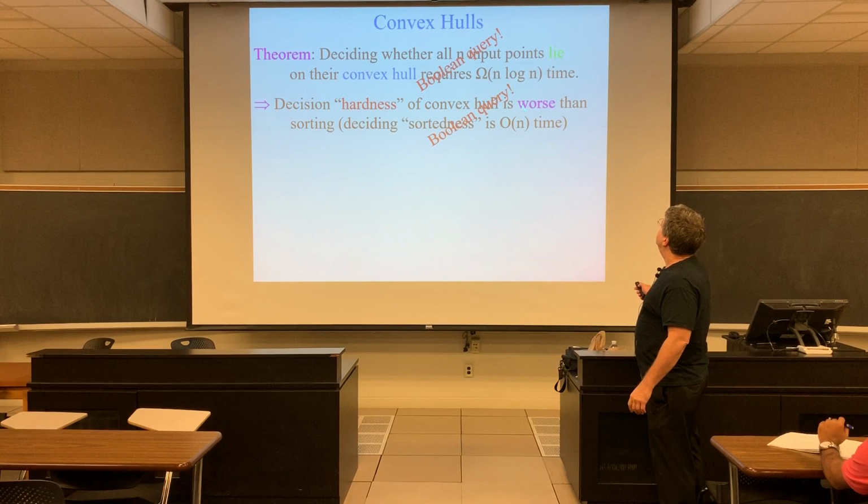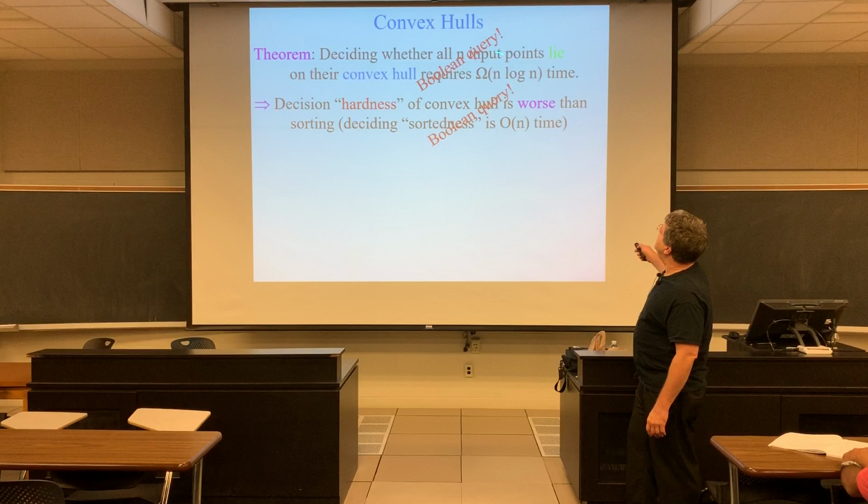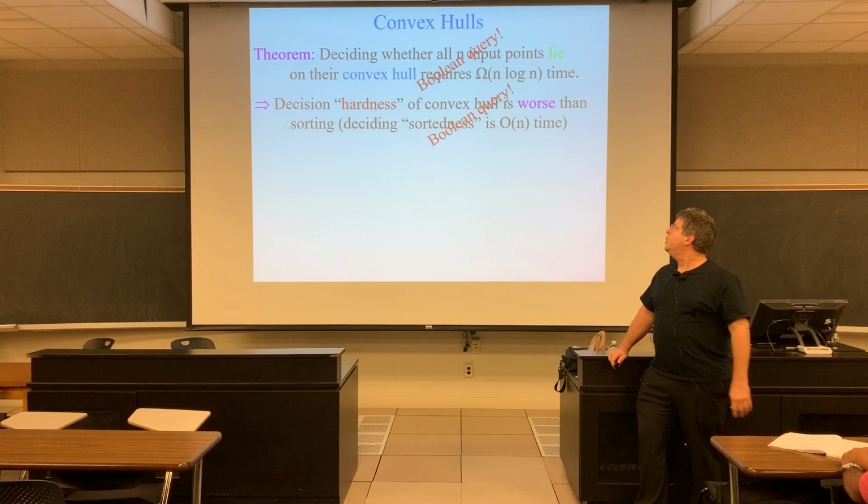So for example, for sorting, you can determine whether the points are already in order in linear time. You don't need to take n log n time to do that. For convex hull, it's still n log n.